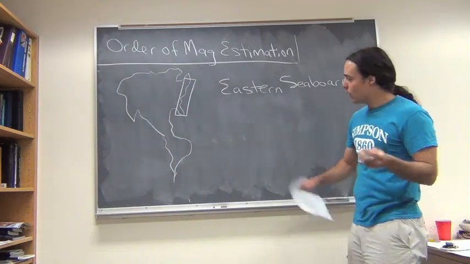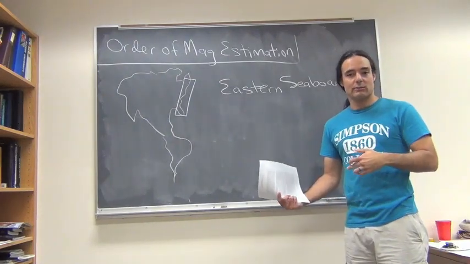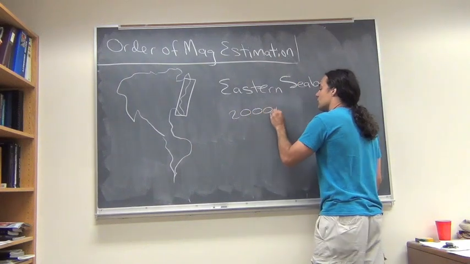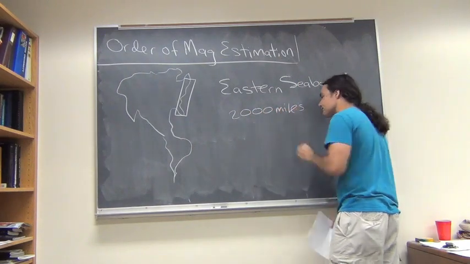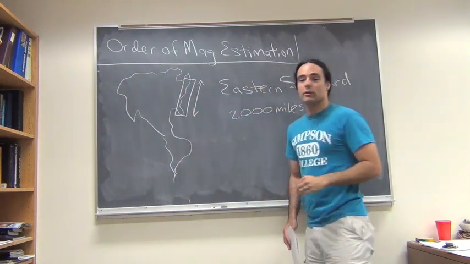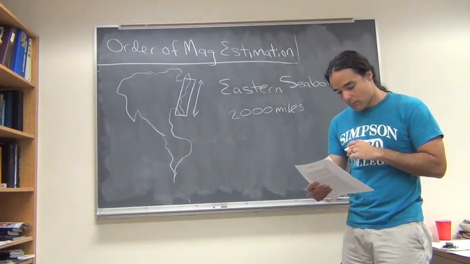Let's write down what I know. Well, if I look at a map, I can get a rough estimate of how big that is. And you'll find it's about 2,000 miles. So the distance from the top of the eastern seaboard of the U.S. to the bottom is about 2,000 miles.